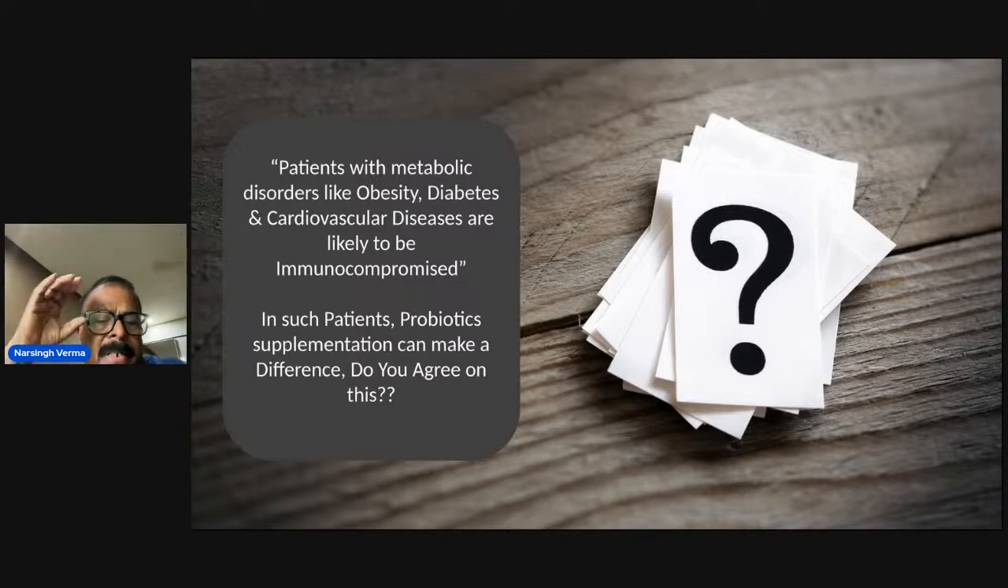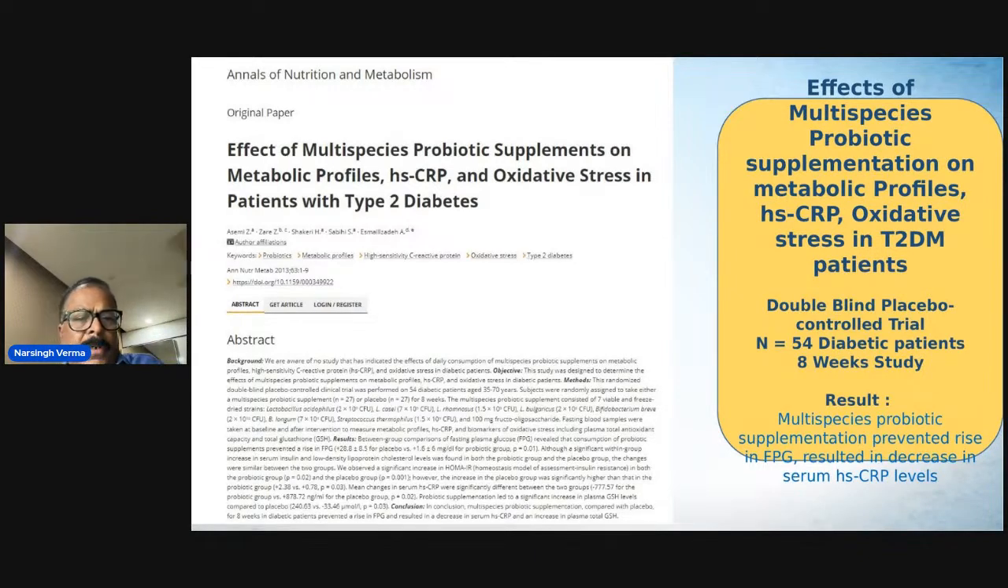Patients with metabolic disorders like obesity, diabetes, and cardiovascular risk factors can be called immunocompromised patients, and here again the role of these agents will definitely be greater. The effect of multi-species probiotics supplementation on the metabolic profiles of patients has been tried, and the effect of supplementation with different species on metabolic profiles, such as hs-CRP and oxidative stress in type 2 diabetes mellitus, has been studied.